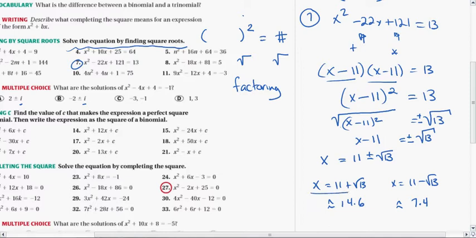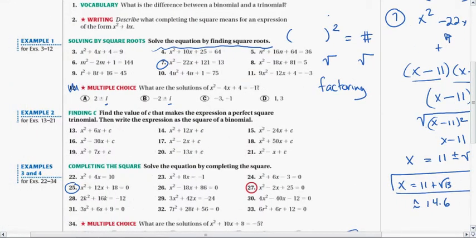So either I can make an approximate answer or leave it exact. It's not really telling me which to do. I think I'm going to leave it exact for right now. So there's number 7. Let's take a look at number 25.